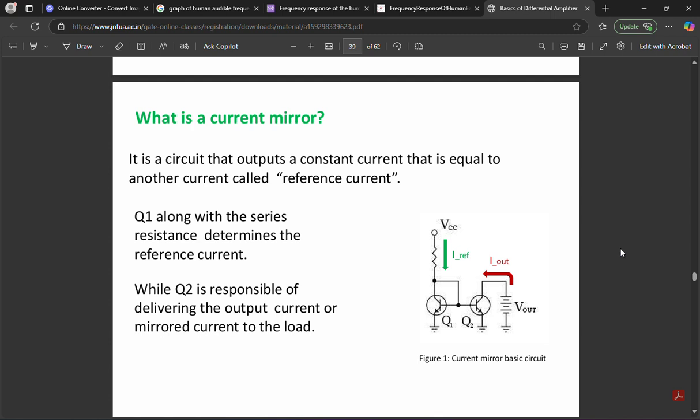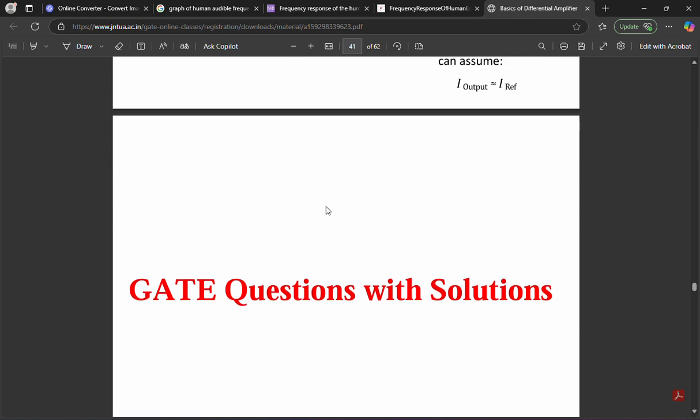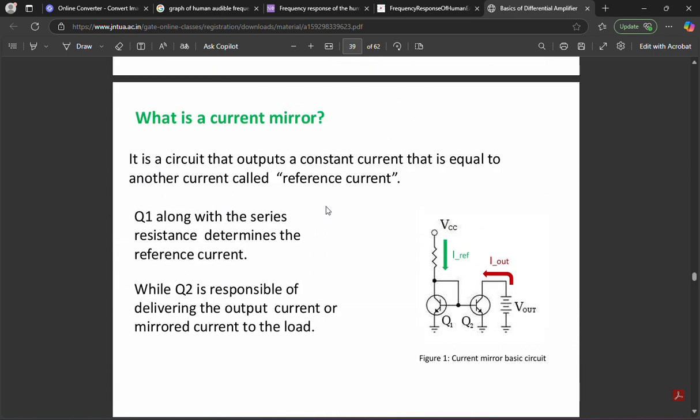So one of the most important current source circuits are the Widlar and Wilson current sources, and you can go through this in the textbook of analog electronic circuits.